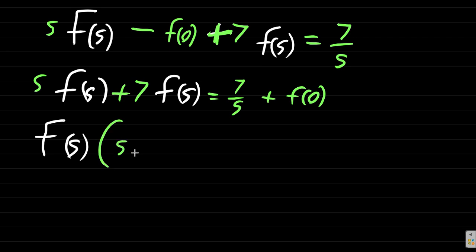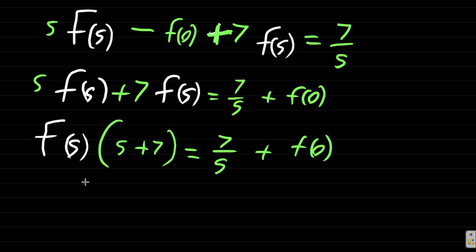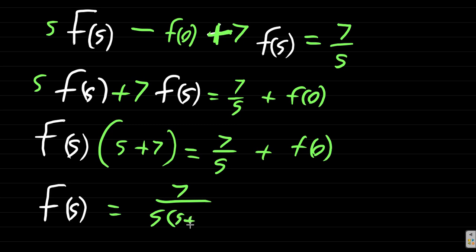We have s plus 7 equals 7 over s plus f of 0. Alright. We divide both sides by s plus 7. We have f of s equal to 7 over s plus 7 plus f of 0 over s plus 7. Okay.